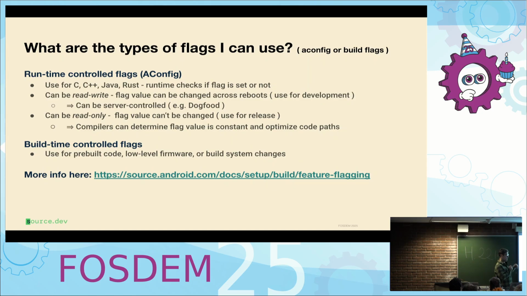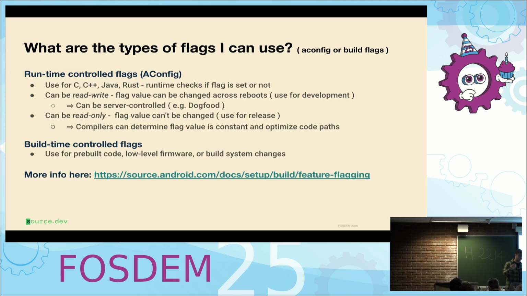But you also have read-write flags, and this is what we use during development. And actually, this is how you do a lot of at-scale A/B testing. So you'd have one dogfood population with the flag set to on, one dogfood population with the flag set to off, and you would see what are the benefits of that change and feature. And then at scale with the right DevOps system behind it, this helps you out. You also have build time control flags, and these are used for low-level firmware changes.